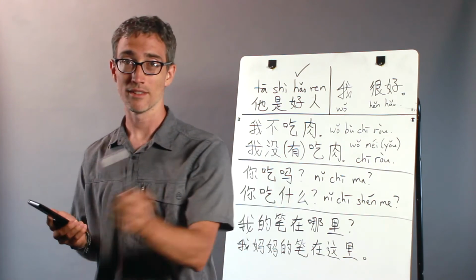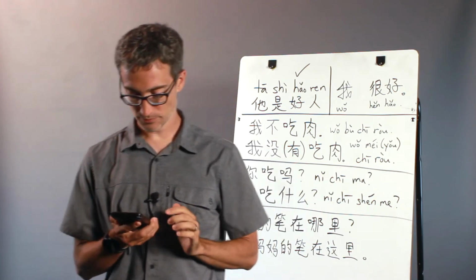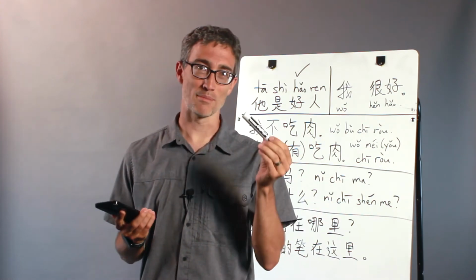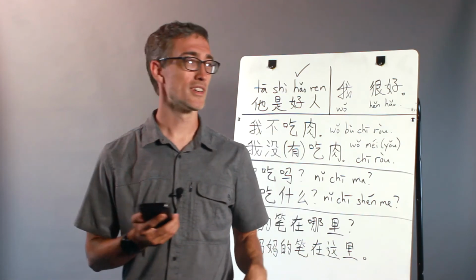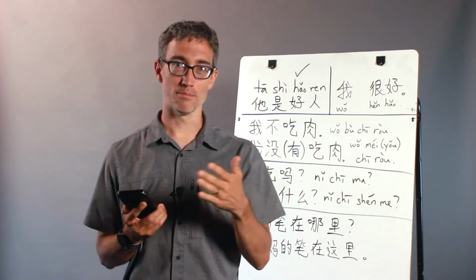If I don't have a pen, I would say 我没有笔. I do not have a pen. Oh no, I'm sorry, I just messed that up, didn't I? I was talking about possession there. That's wrong. I wanted to give an example of not possession but existence.